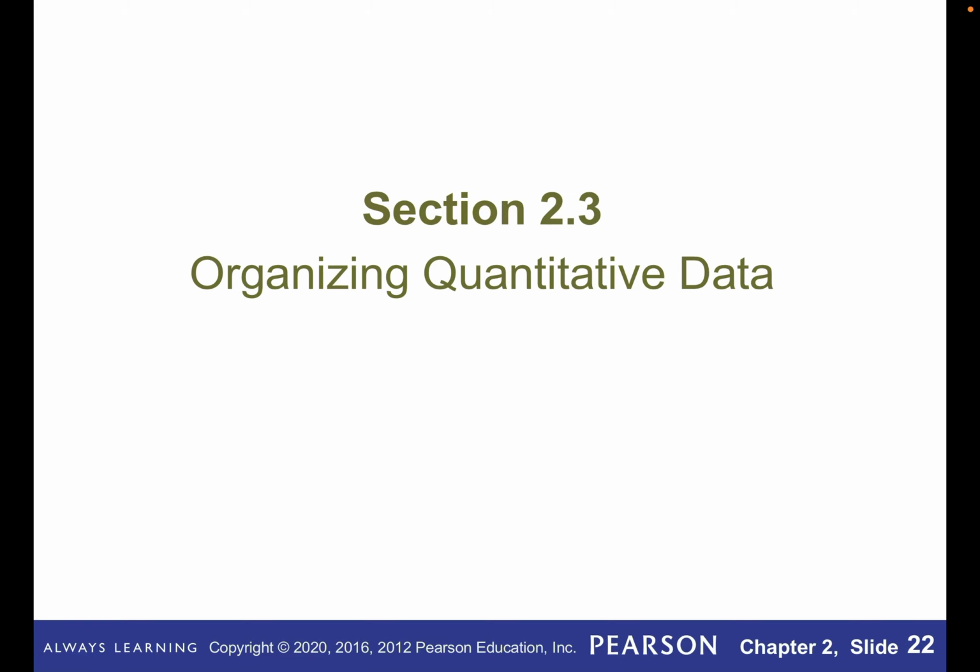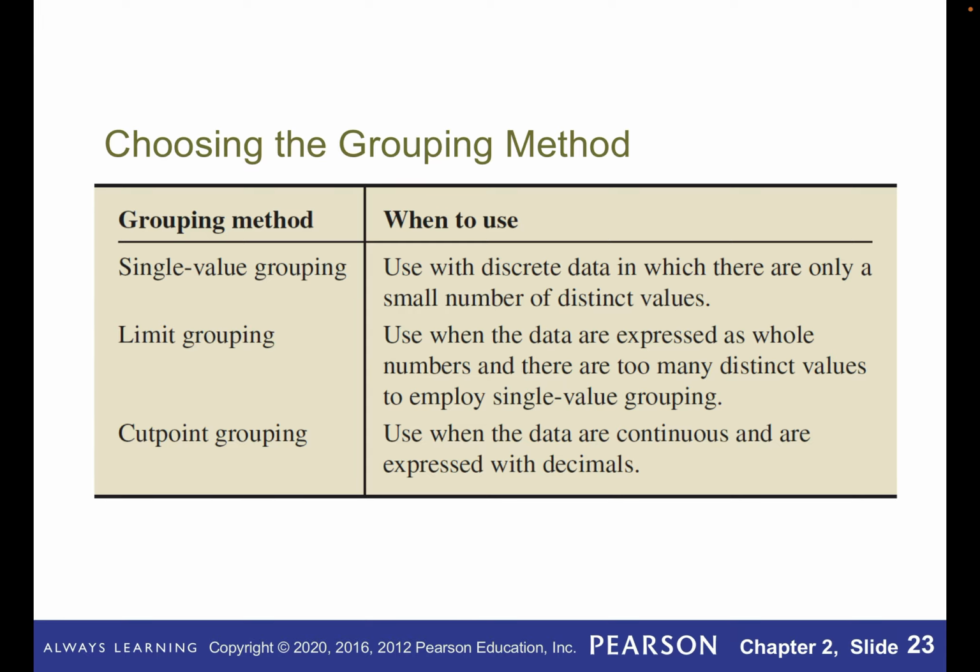In section 2.3, we look at organizing quantitative data. So we're going to have three different grouping methods. The first method is single value grouping. The second method is limit grouping, and the last is cut point grouping. The first two we use typically with discrete data, and the last would be with continuous data. Now, there may be opportunities where the limit grouping may be used with continuous.